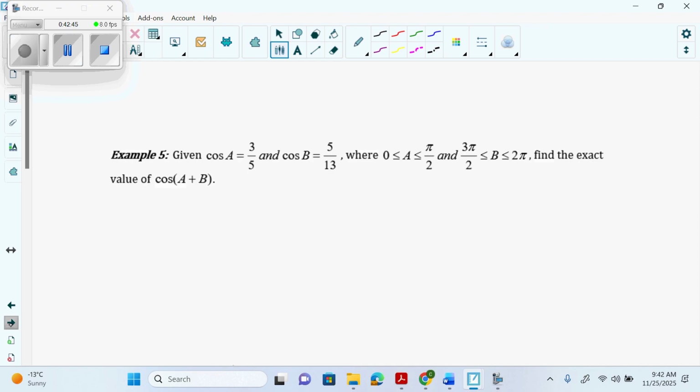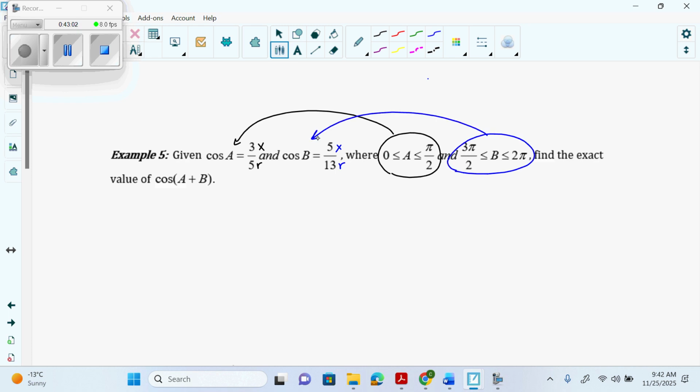So here it says, given cos A, and A is between 0 and pi over 2. And cos B, but it's a new triangle, and B is found between these two. They want us to find cos A plus B. Guess what I do immediately? I write out the cos A plus B, and then I stop myself from writing this equal to cos A plus cos B. Are we allowed to distribute?